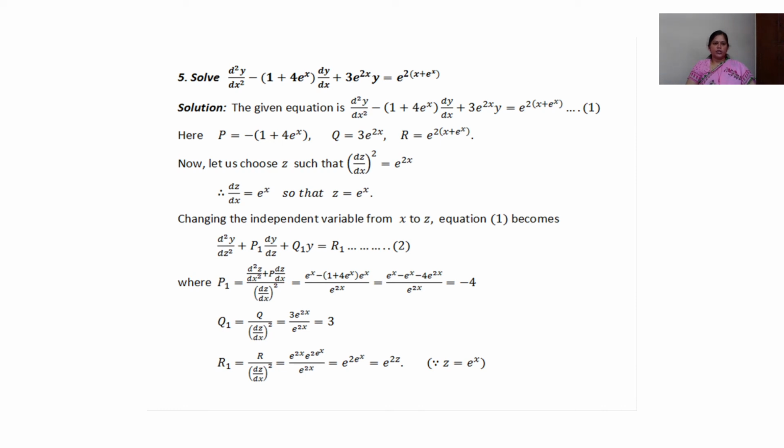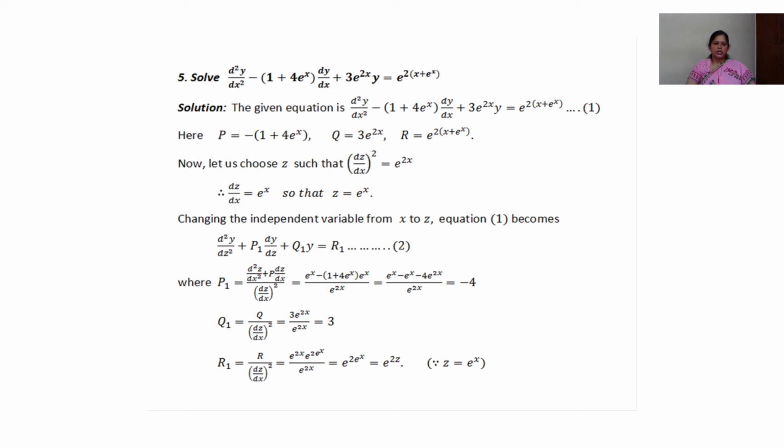So the given equation is in the standard form. That's why we can select the p, q and r values directly. So here p is equal to minus (1 plus 4e^x), q is equal to 3e^(2x), and r is equal to e^(2x) plus 2e^x.